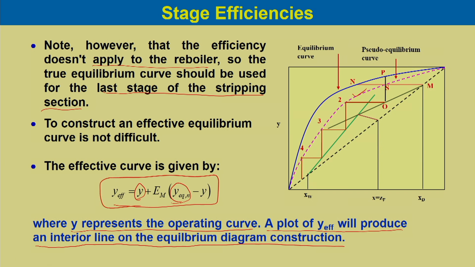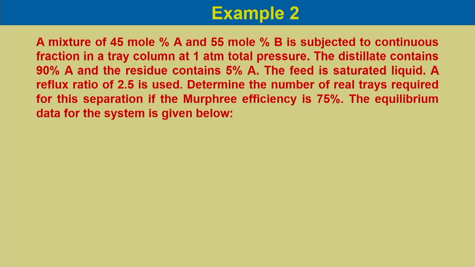We will have one example to draw the effective equilibrium curve and calculate the number of real trays required for a particular separation. A mixture of 45 mole percent A and 55 mole percent B is subjected to continuous fractionation in a tray column at 1 atmosphere total pressure.